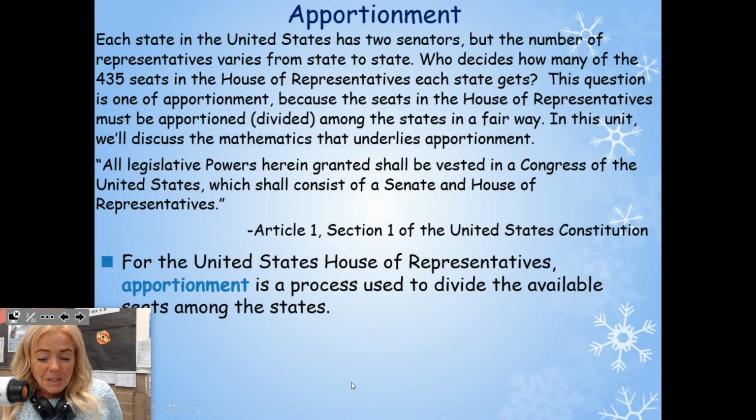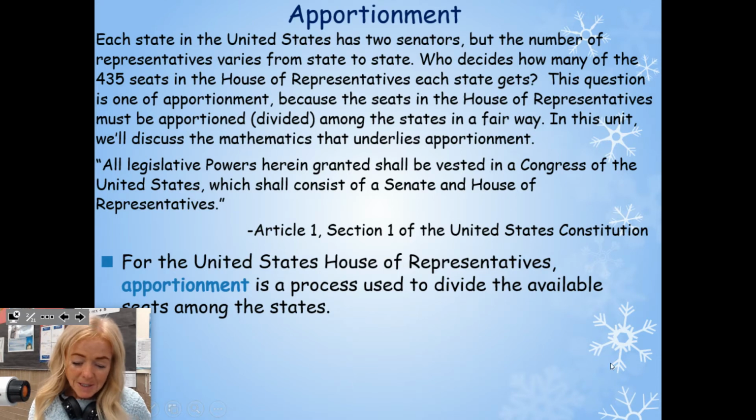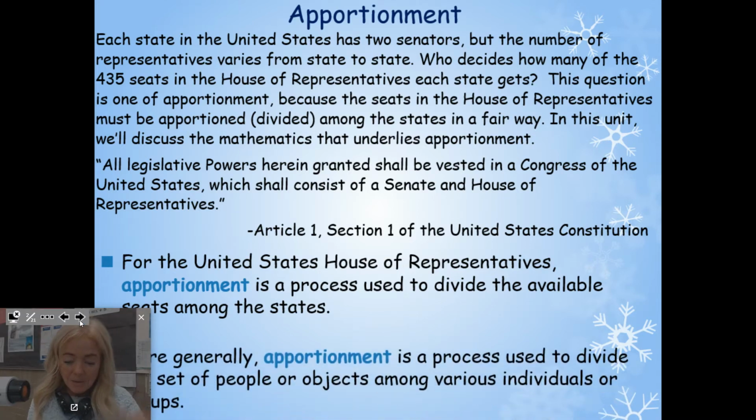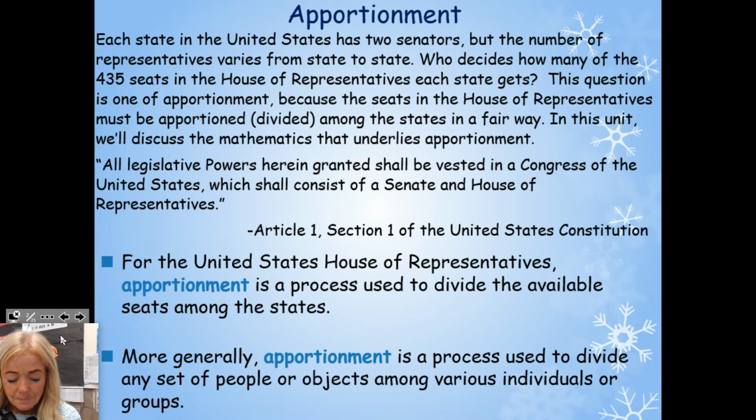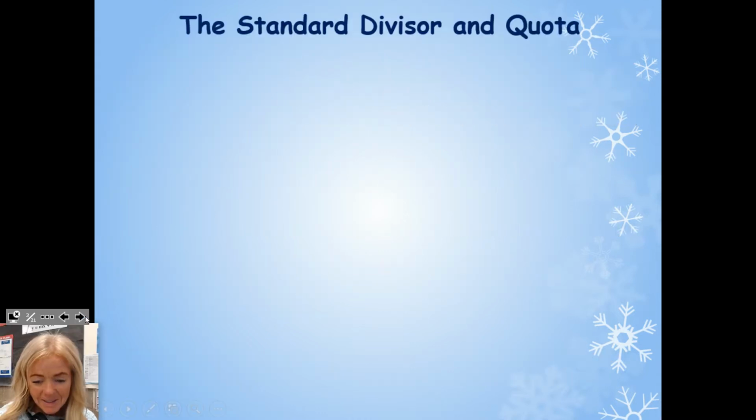represent each state. Article 1, Section 1 of the United States Constitution says, all legislative powers herein granted shall be vested in a Congress of the United States, which shall consist of a Senate and House of Representatives. So for the United States House of Representatives, apportionment is a process used to divide the available seats among the states. So more generally, apportionment is a process used to divide any set of people or objects among various individuals or groups. And this process of apportionment we're going to study.